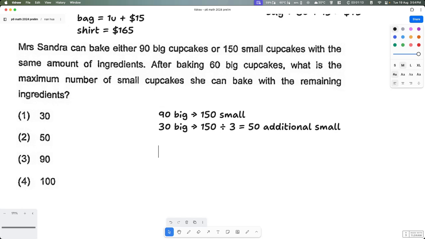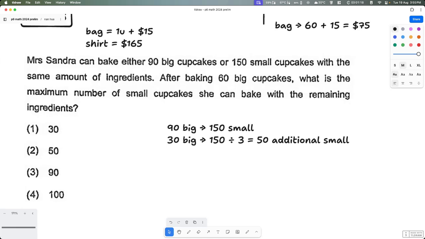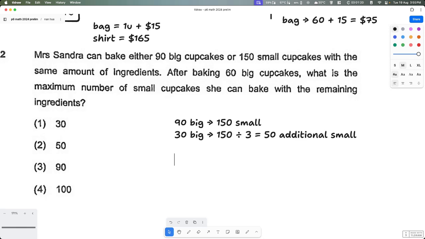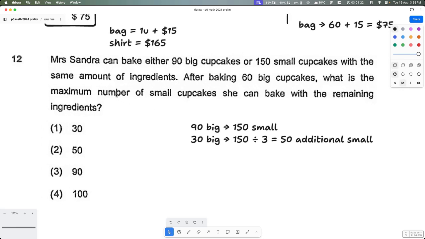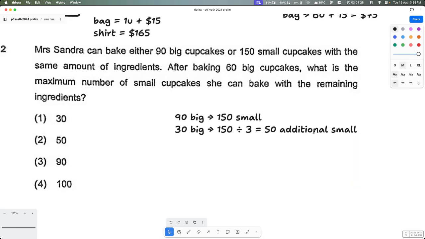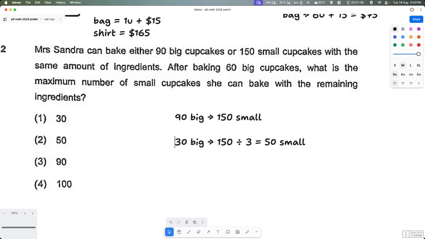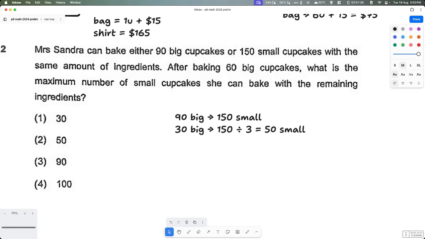So now what is the maximum number of small cupcakes she can bake? Is it 50 for question number 12? Yeah, that's it. Wait, pause. 90 big, so 60. Yes. Okay, so 30 big. So 60 big is equal to 50 times 2, which is equal to 100 small.